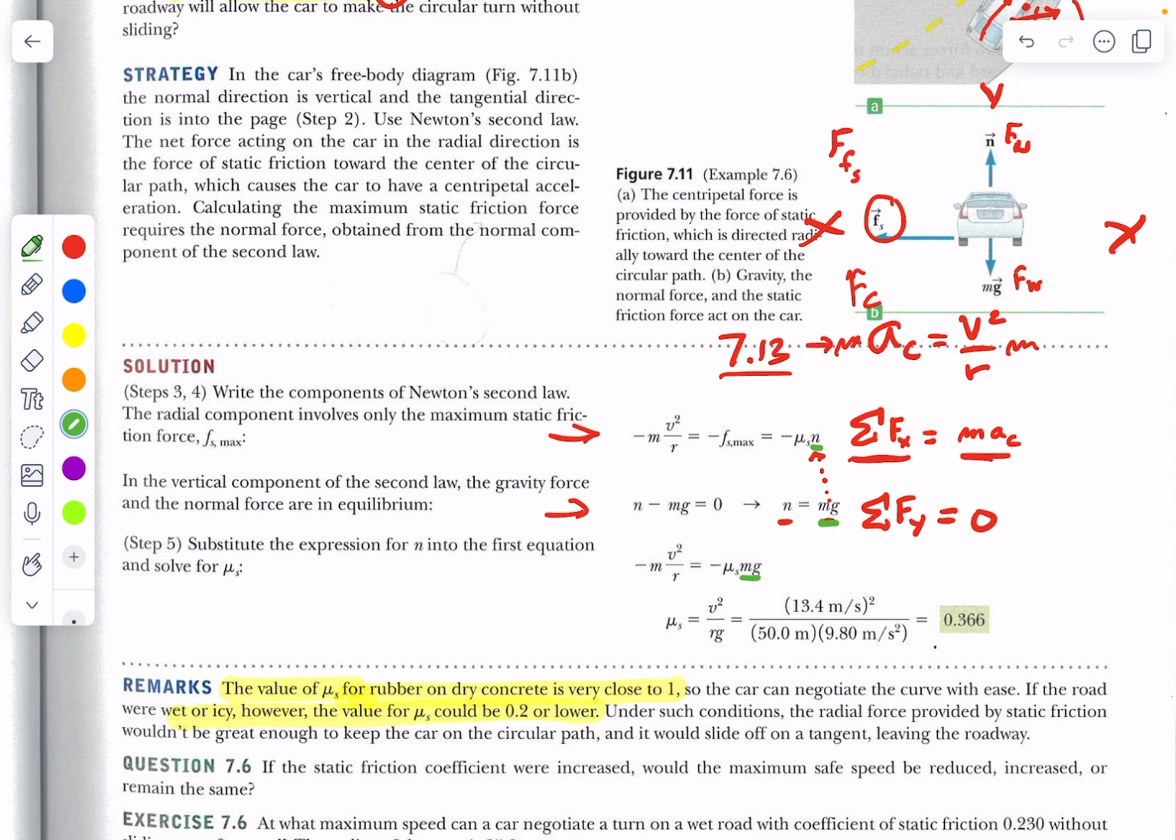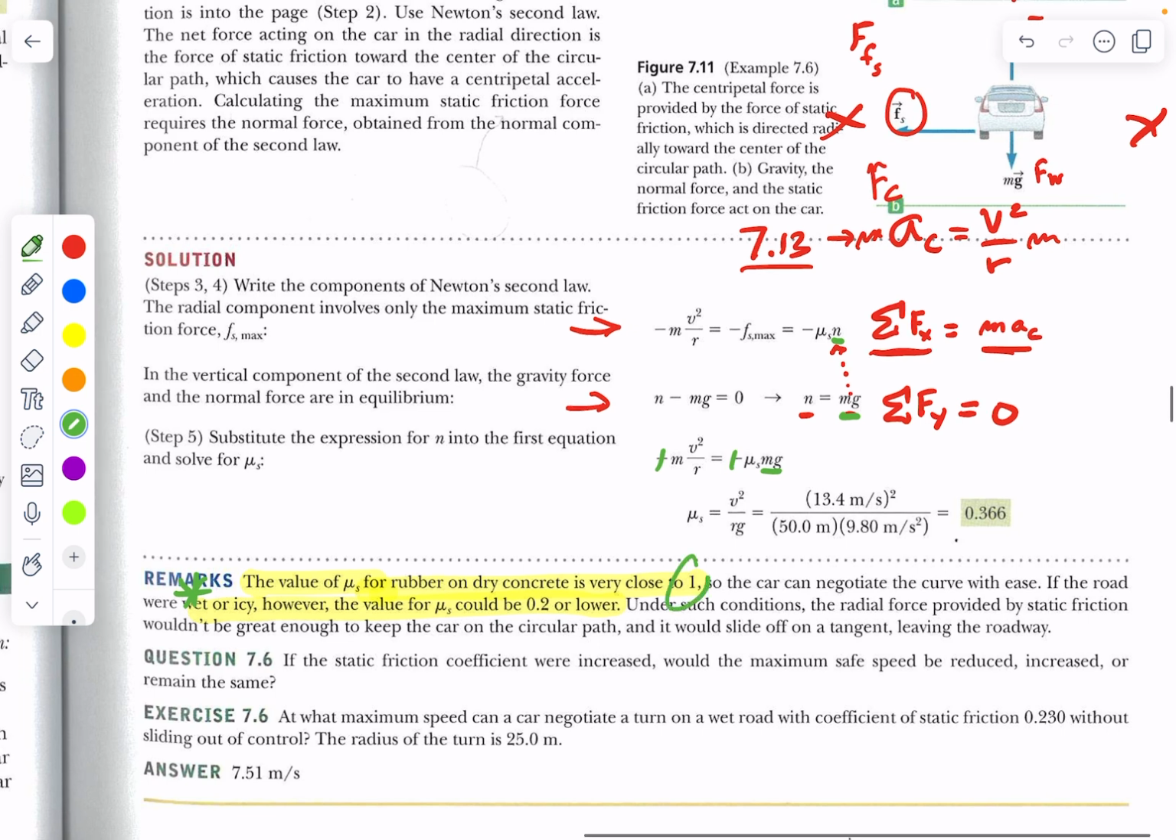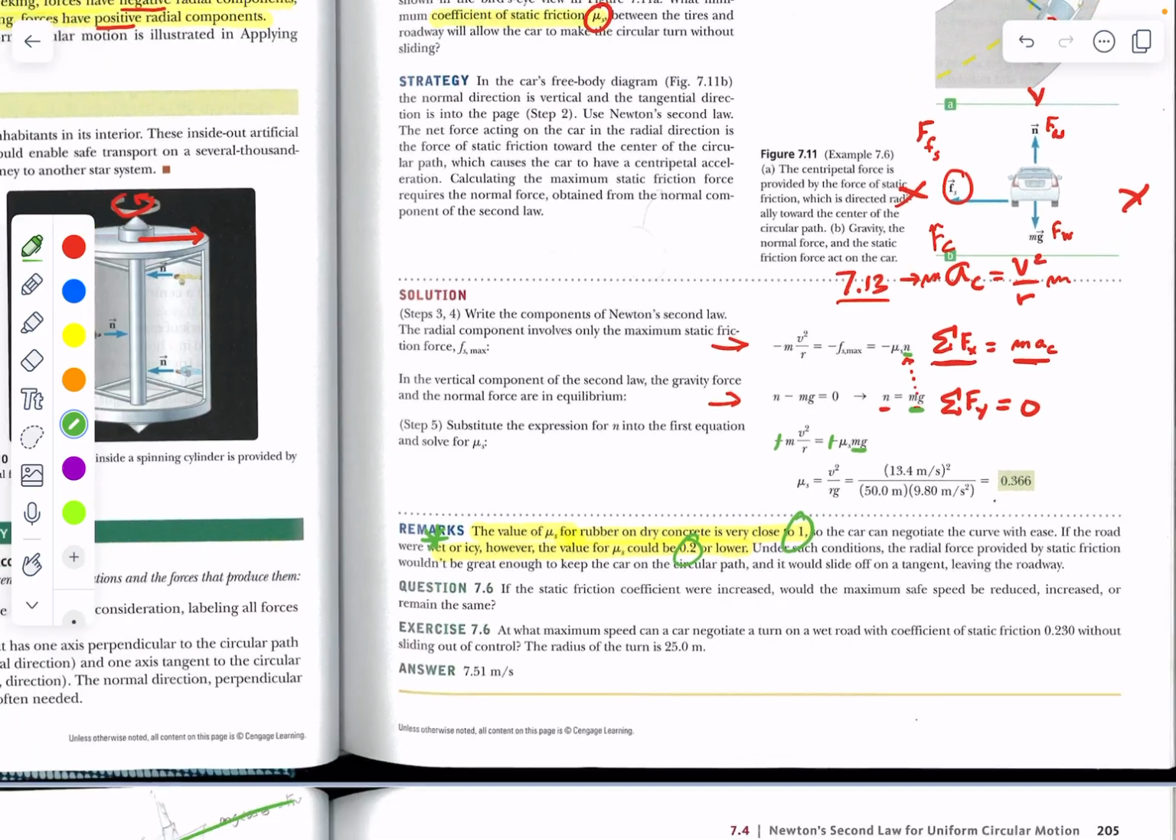And so we have my centripetal force, mv squared over r, equals my mu times the force of weight. We can cancel out the negative signs, and now we can solve for the coefficient of friction, 0.366. Now this is a good reminder down here. A rubber tire on dry concrete is pretty close to 1. But if it's wet or icy, it diminishes by a factor of up to 5, potentially, or even worse, down to 0.2. So you really must adjust your speed when the roads are wet or icy.